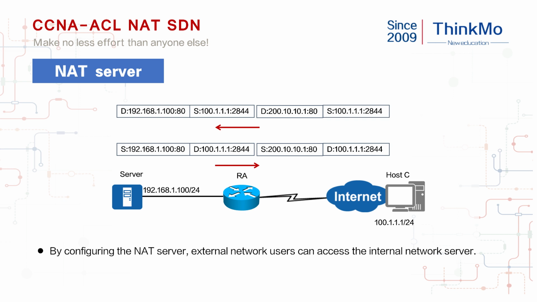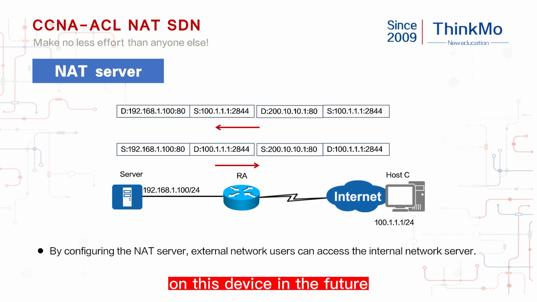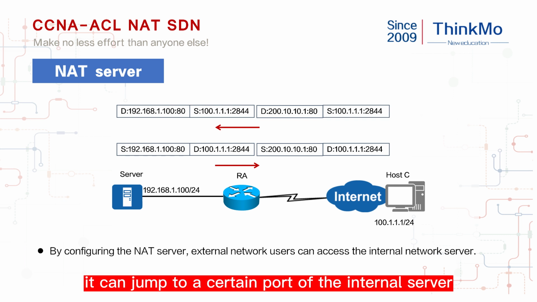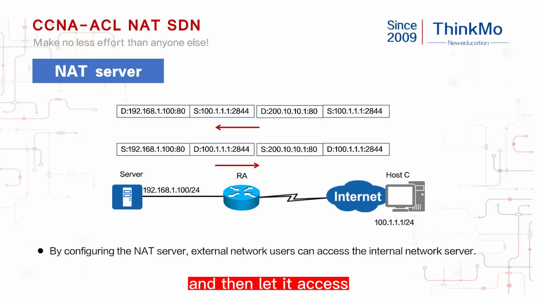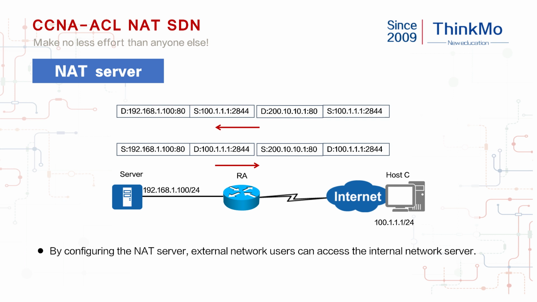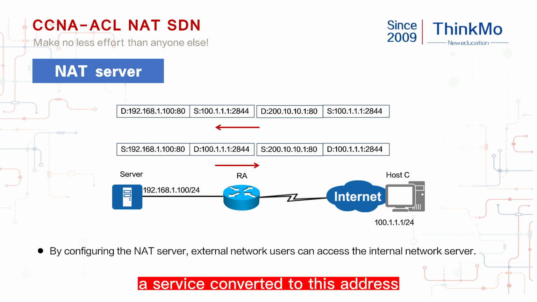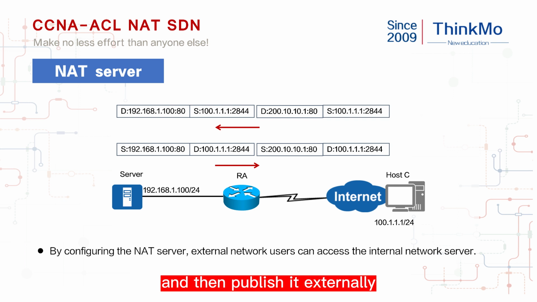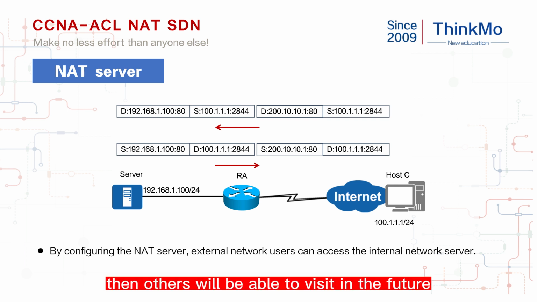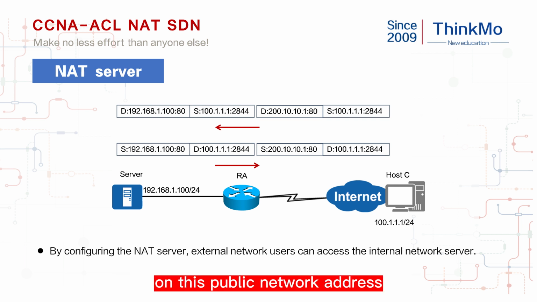For example, I configure the NAT server on this device. If it accesses a certain port on this device in the future, it can jump to a certain port of the internal server, and then let it access. NAT server can realize this requirement. All you need to configure is, you convert a service on a certain port of the internal server to this address on the public network, and then publish it externally. Then others will be able to visit in the future, because we can reach a public network address on the public network, and you can access the corresponding service on this public network address.